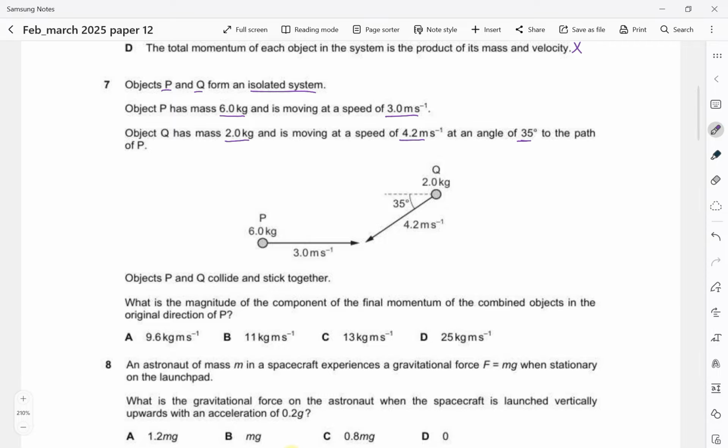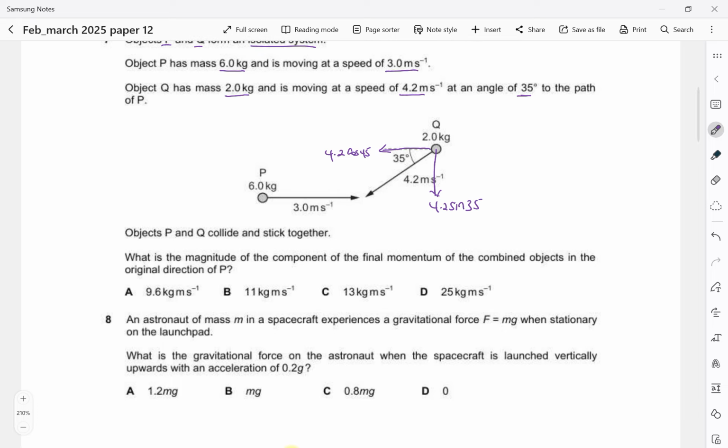So we notice that Q is moving in 2 dimensions, so it has a component in the horizontal, where we resolve 4.2 to the horizontal, which will be 4.2 cos of 35, and then in the vertical, resolving 4.2 in the vertical to be 4.2 sine of 35. Objects P and Q collide and stick together. So if they stick together, they move with a common velocity. I will call that common velocity V.